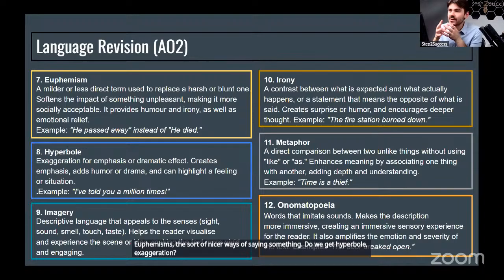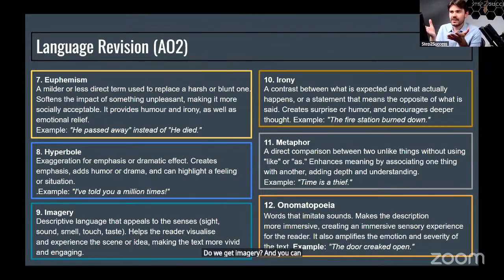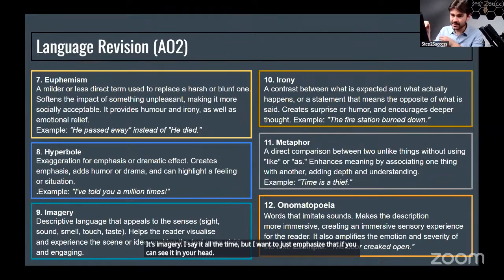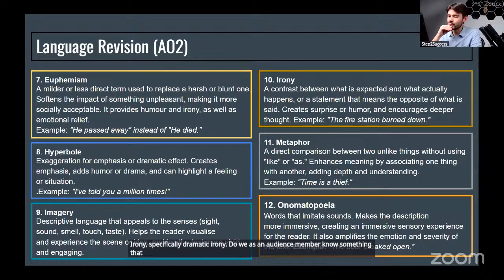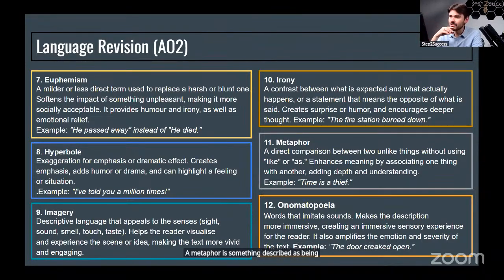Do we get imagery? If you can see it in your head, it's imagery. I say it all the time, but I want to just emphasize that if you can see it in your head, it is imagery. And the imagery will come up about 80% of the time. It helps a reader visualize and experience what's going on in more depth. Irony, specifically dramatic irony. Do we as an audience member know something that the characters don't know? A metaphor is something described as being something else.